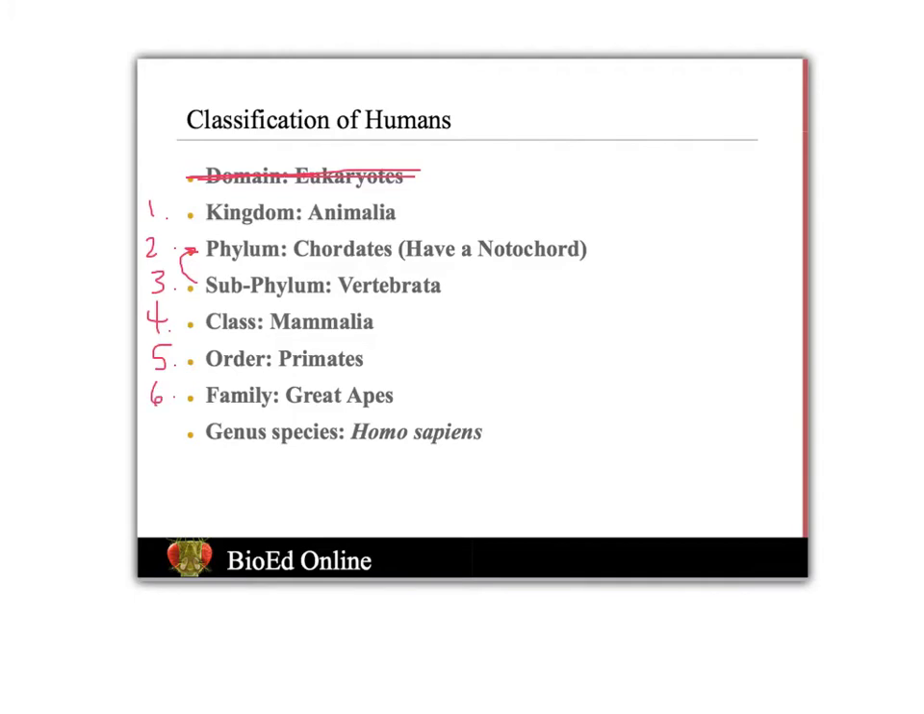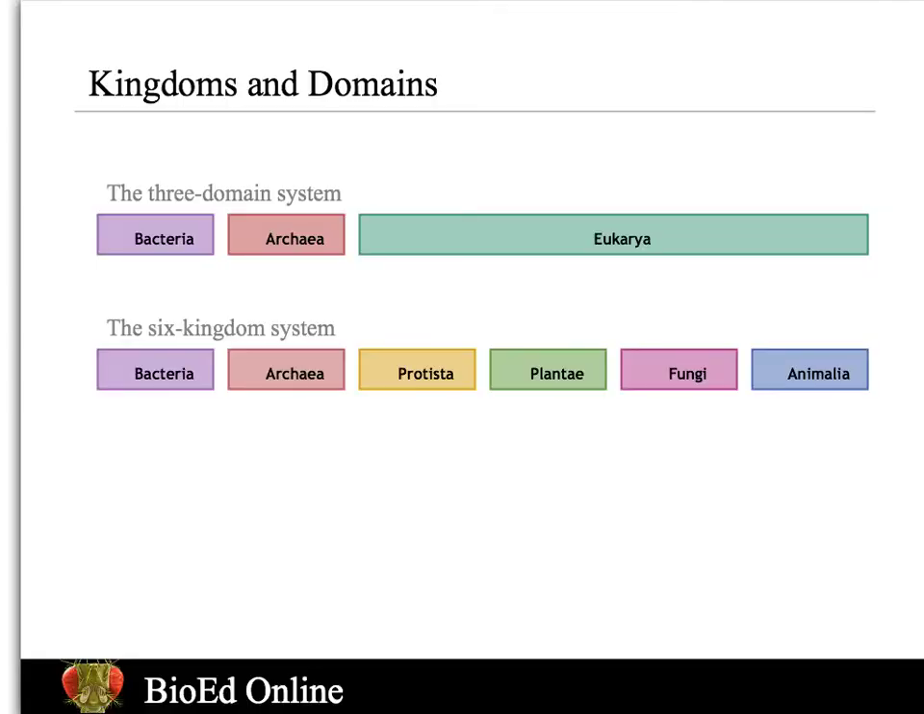And then specifically within the great ape family, what genus and species are we? The genus is Homo, the species is Sapiens. So it gets more and more specific, as you can see, as you go down. All right, now let's look specifically at these kingdoms and domains.